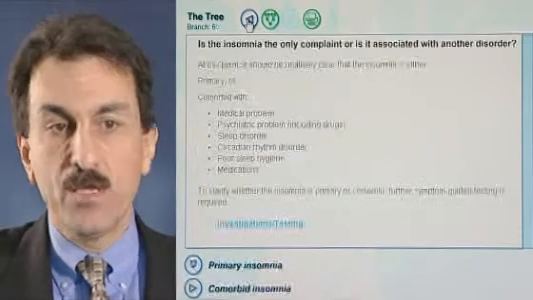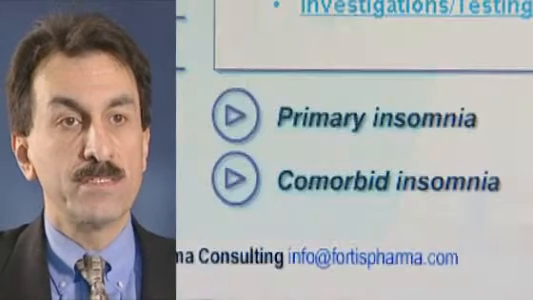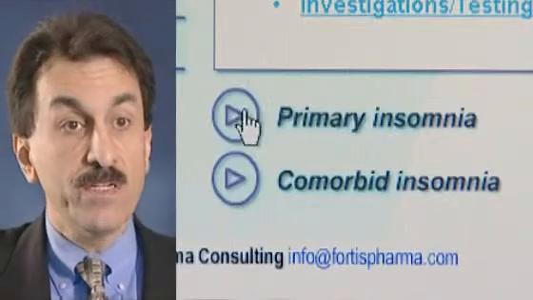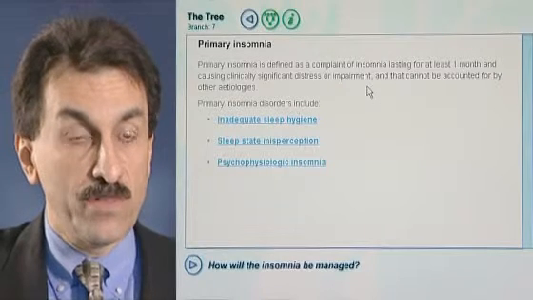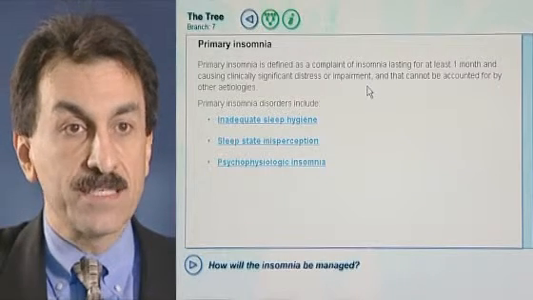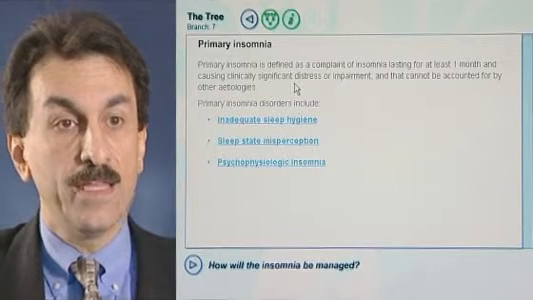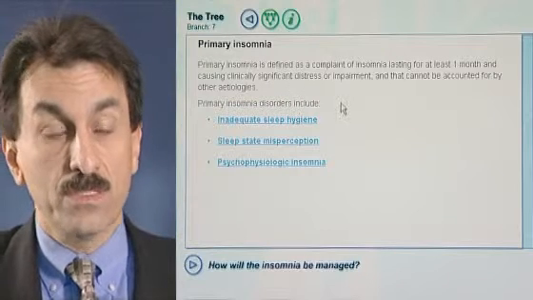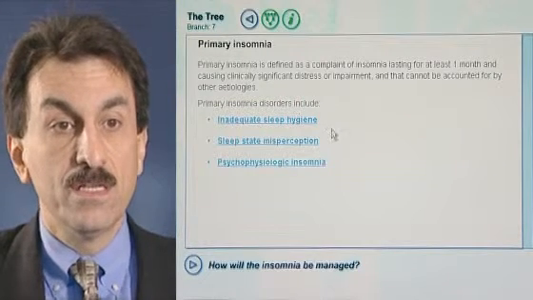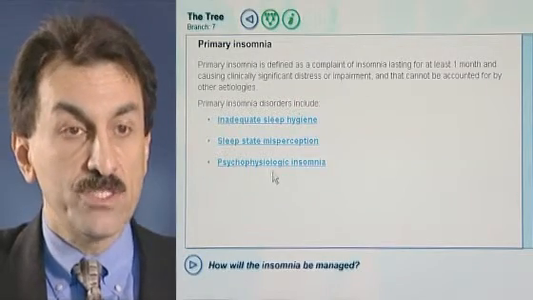After carefully evaluating a patient, we may conclude that the patient in fact does have primary insomnia. Again, primary insomnia is defined as a complaint of insomnia lasting for at least 1 month and causing clinically significant distress or impairment that cannot be accounted for by any other etiology. Now, primary insomnia disorders include inadequate sleep hygiene, sleep state misperception, psychophysiologic insomnia.